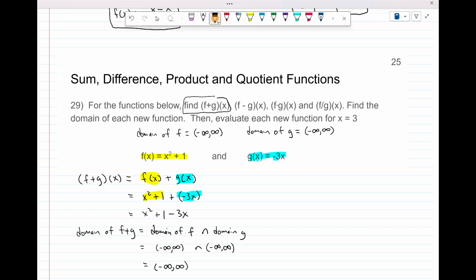Next, we want to evaluate the new function for x equals 3. So (f plus g) of x, I'm going to start by just rewriting my function.